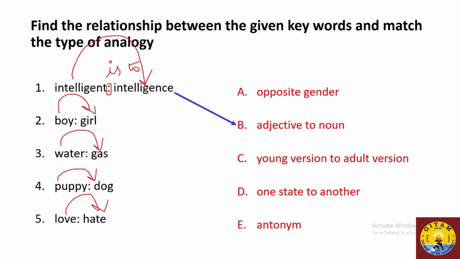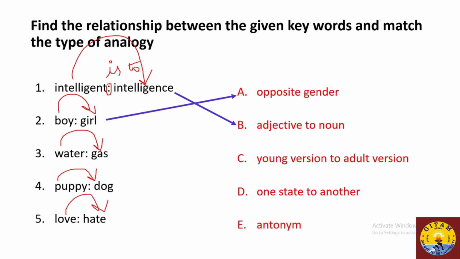Intelligent is to intelligence. This belongs to the adjective to noun category. See, intelligent is an adjective. Intelligence is a noun. So this analogy belongs to the adjective to noun category. Now can you try the rest of the four questions? You're right. Boy is to girl. This belongs to the opposite gender analogy.